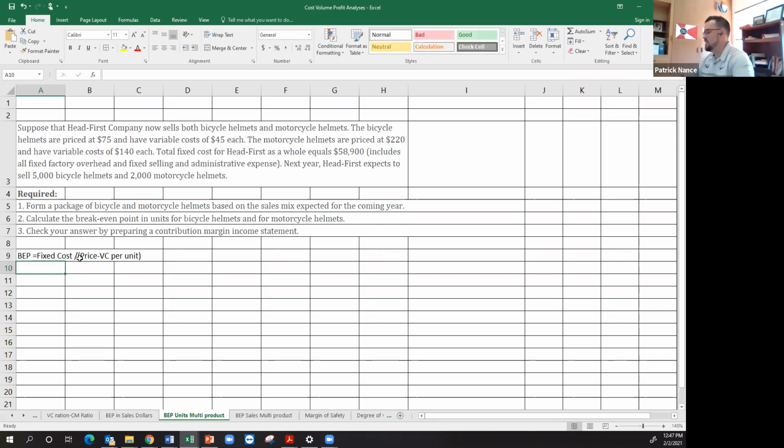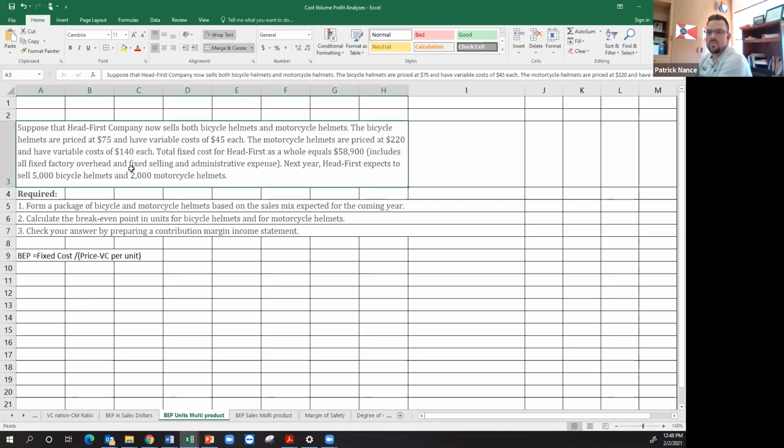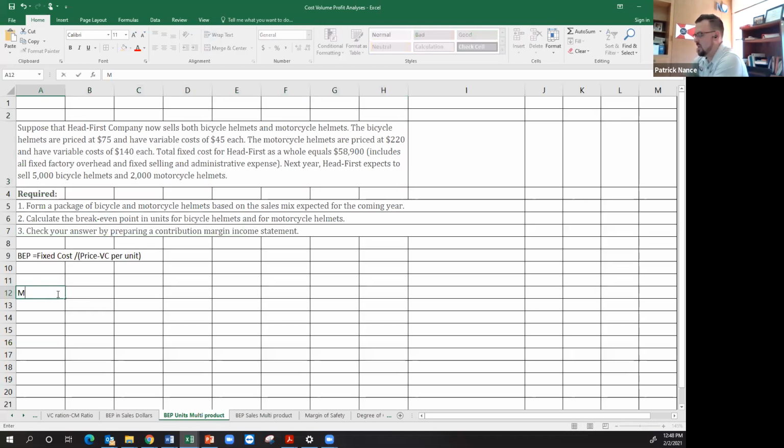The issue with multi-product is I need to figure out, each product might have a different variable cost, generally it would, and also generally a different price. Then I also need to figure out on average how many I sell of each one. So for example, this one says, suppose that Head First company now sells both bicycle helmets and motorcycle helmets. So let's just start a table here.